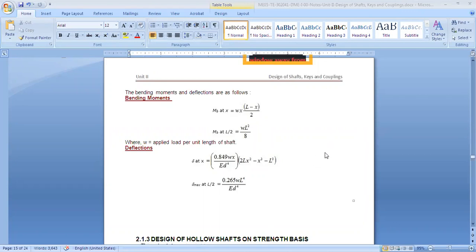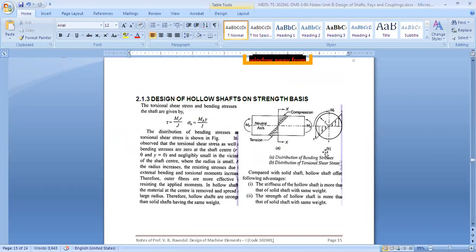This is the last part of the first section, the design of the shaft. After this, we will shift our focus to the design of keys and couplings. For the shaft, this is the last part of the design, and in the next lecture, we will take a numerical, probably on the hollow shaft design.